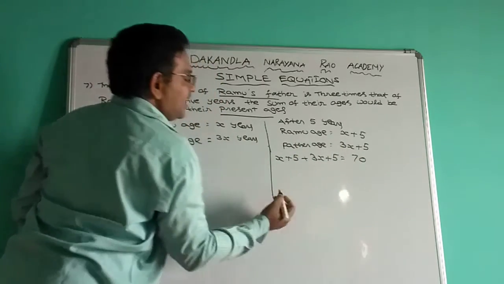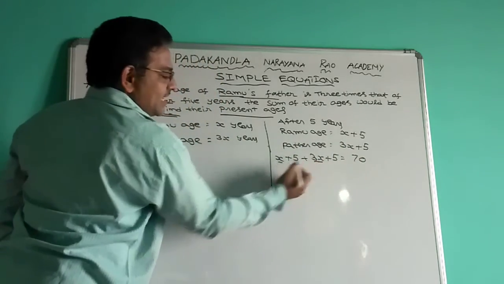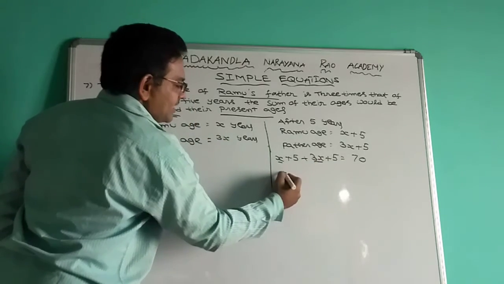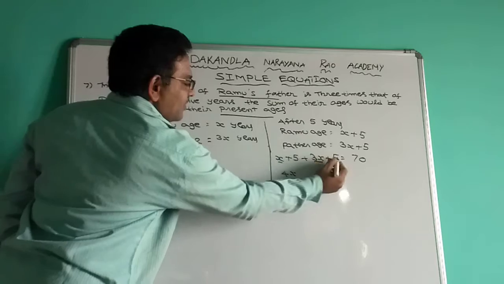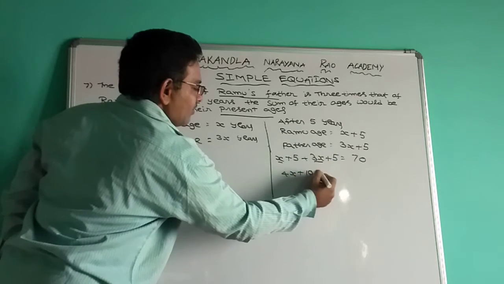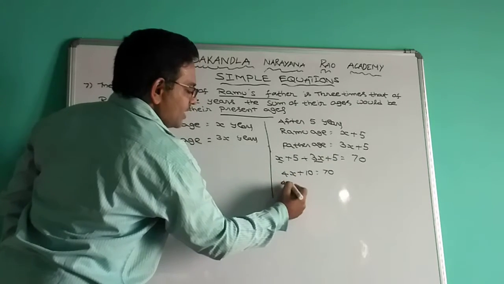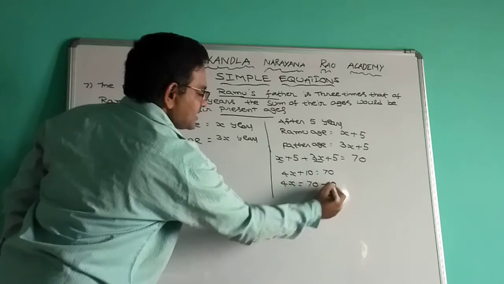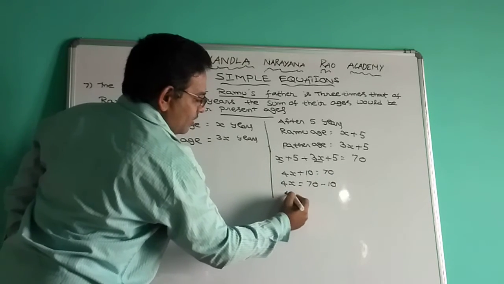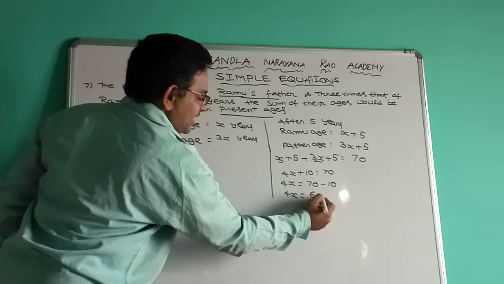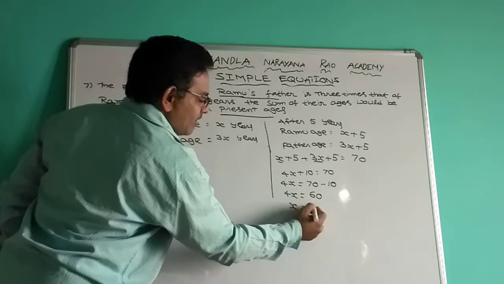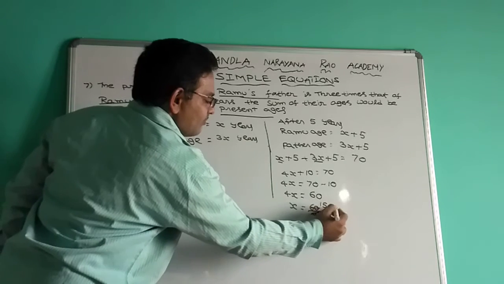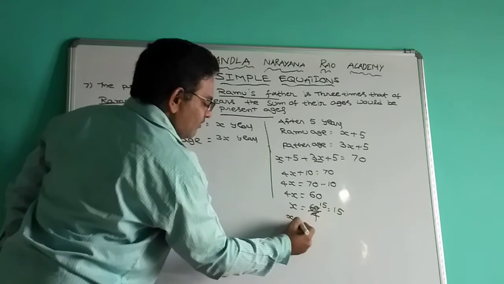That means x plus 3x, always you concentrate on variables only. x plus 3x is 4x, plus 5 plus 5 is 10, equals 70. 4x equals 70, the 10 goes to the other side as minus 10. 4x equals 60. Then x equals 60 by 4. 4 15s are 60. Here x equals 15.